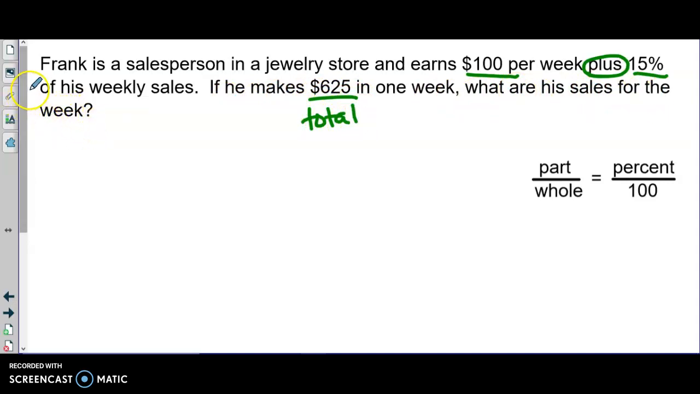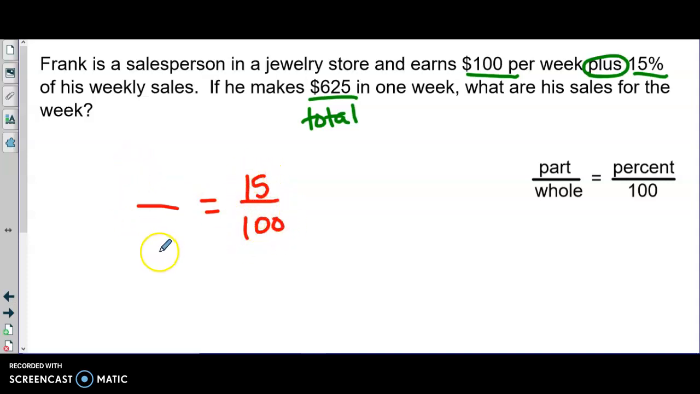Now remember, when you read a question like this, it's not going to give you this formula. But if I were you, I would take your scratch paper and at the very beginning of the test, write this formula down because you're going to be using it over and over again. So let's go ahead and plug things in where we know. I always like to start with the percent. So we have 15% over 100.